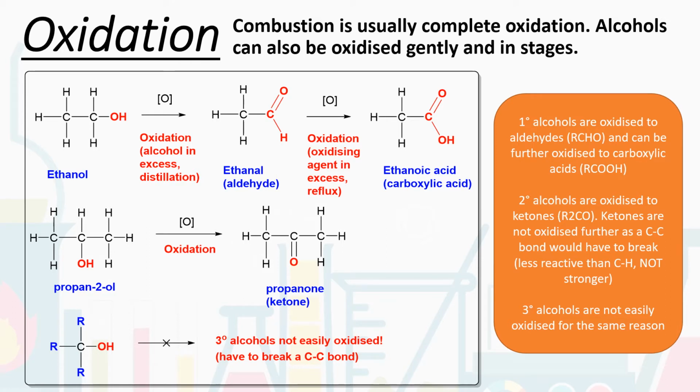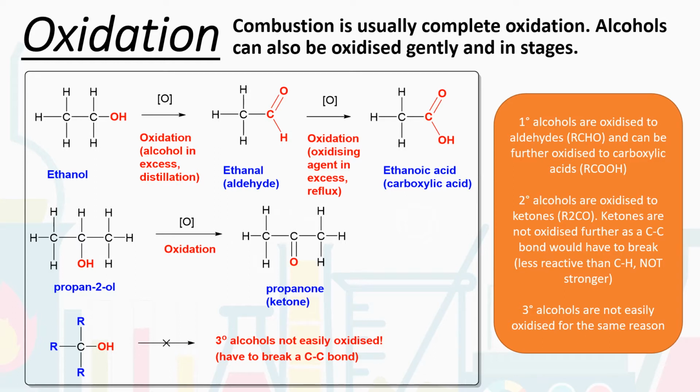For propan-2-ol, well, we can take the hydrogen atom off that central carbon to make it into propanone, but then there's no more hydrogen atoms left on that carbon. And so we cannot oxidize any further. And the reason is because to do oxidation any further, we'd have to break a carbon-carbon bond now rather than a carbon-hydrogen bond. Now, typically carbon-carbon bonds are actually a little bit less strong than carbon-hydrogen bonds. So it's not to do with strength, it's more to do with reactivity. If you look into the mechanism, which is beyond A-level standard, really, you'll see that actually it needs to be able to attack a hydrogen atom rather than a carbon atom.